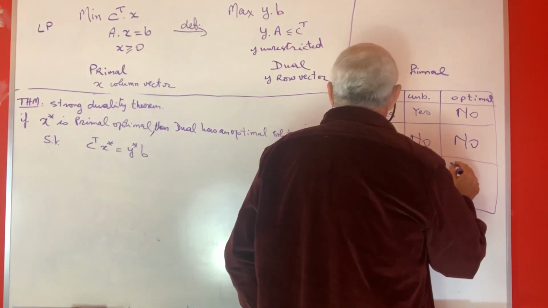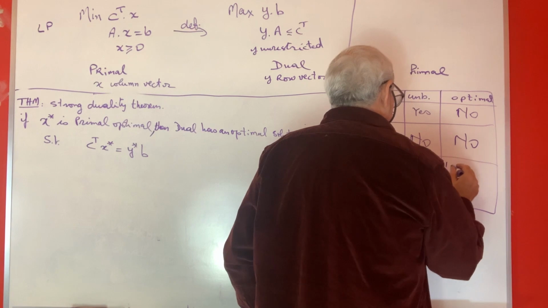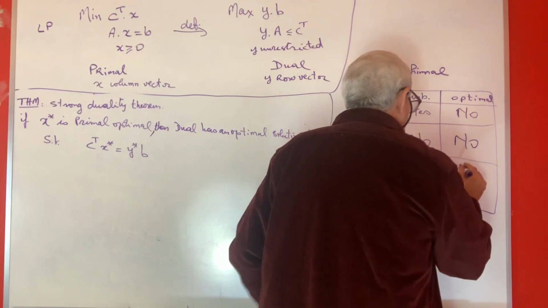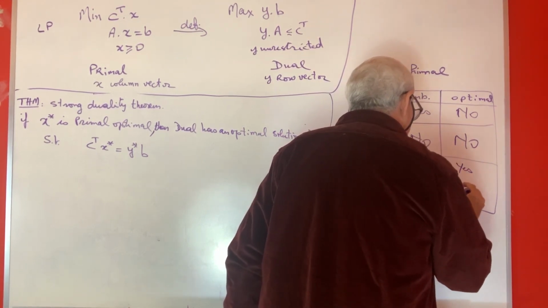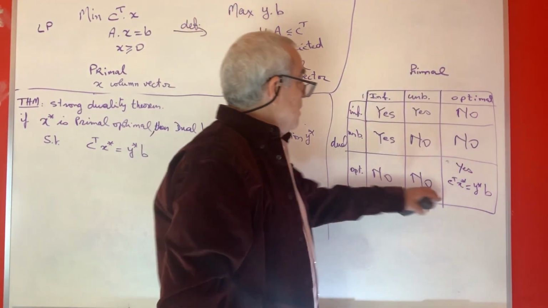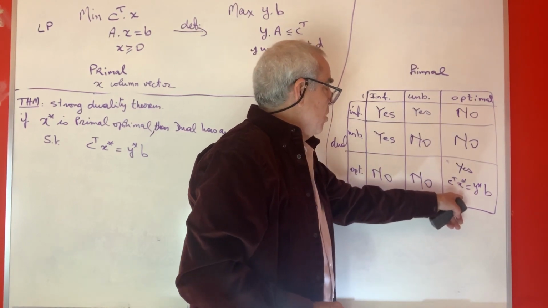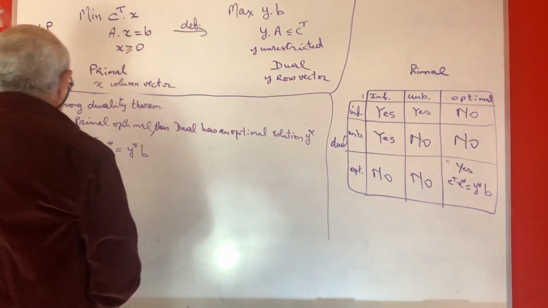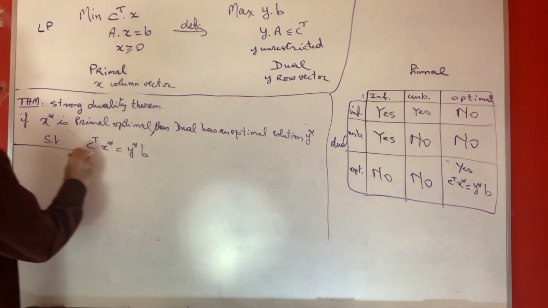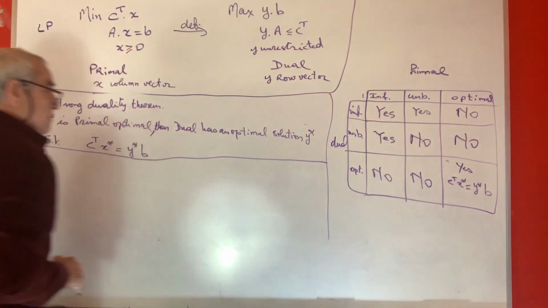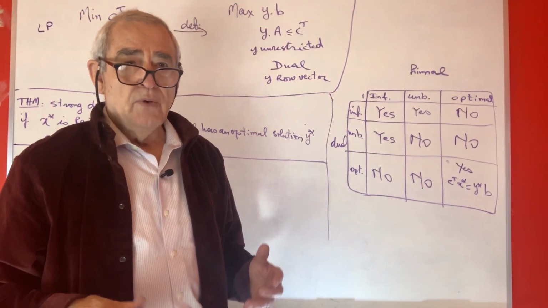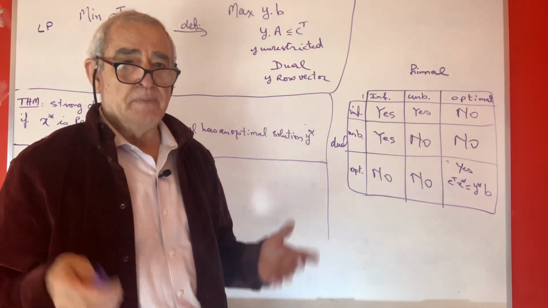Then both are here. I call it yes. And C transpose X star equal Y star B. All right. So there's only one box here. They're both optimal and their objectives are equal. Okay. So this is the strong duality theorem. And let's prove that. And we're going to prove it from the simplex algorithm that we studied in my previous video.